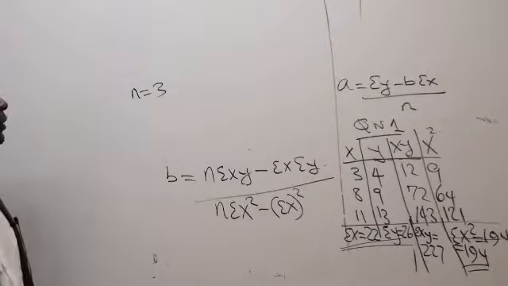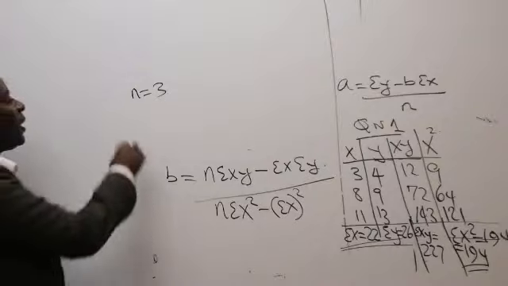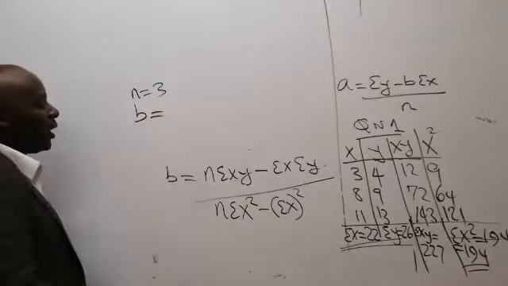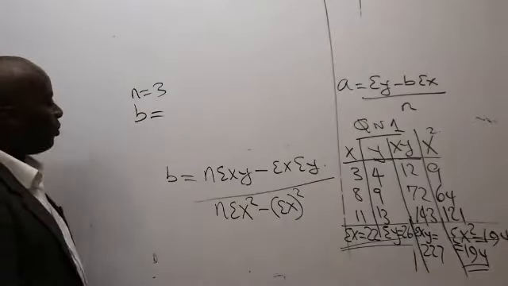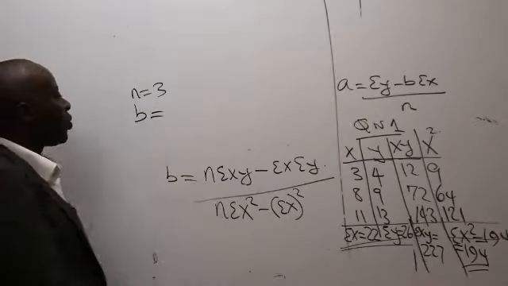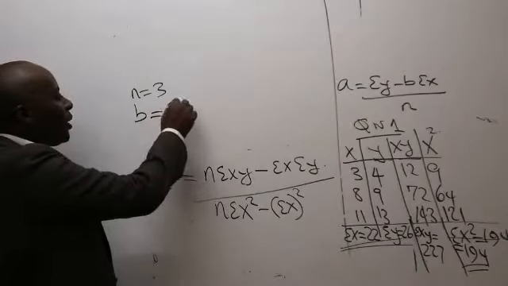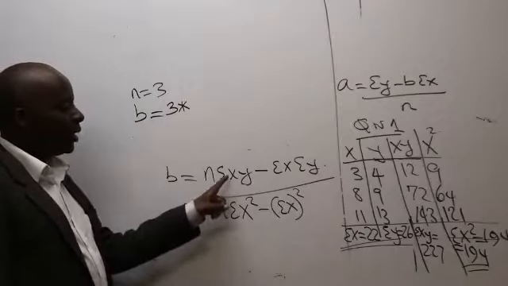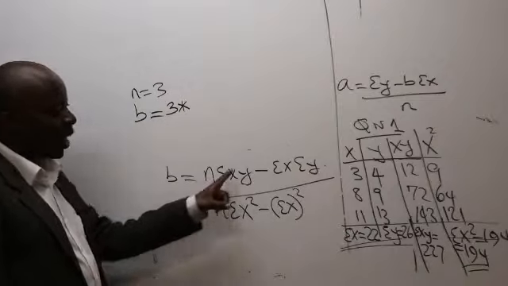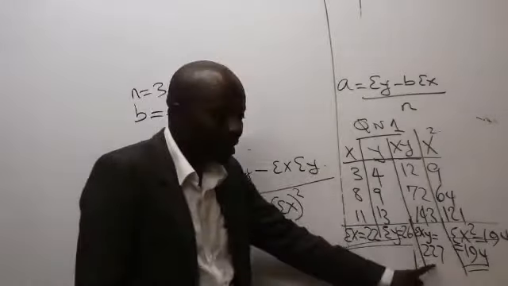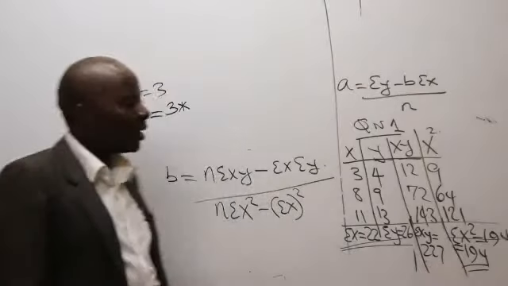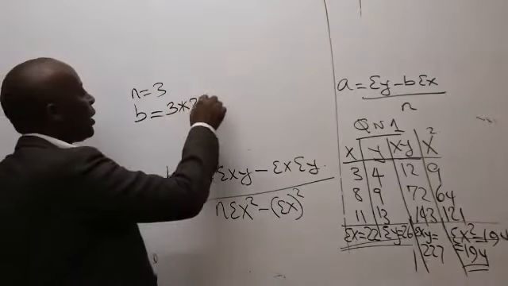Now, ladies and gentlemen, if that is the case, then come and plug in. Now we have got everything that we need to be able to get the value of b. So b will be equal to n summations xy. So we have here 3 times summations of xy. Sum of xy is here, 227.